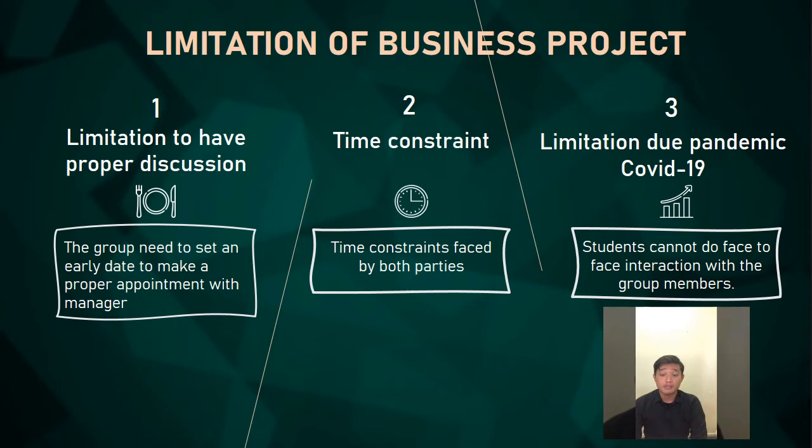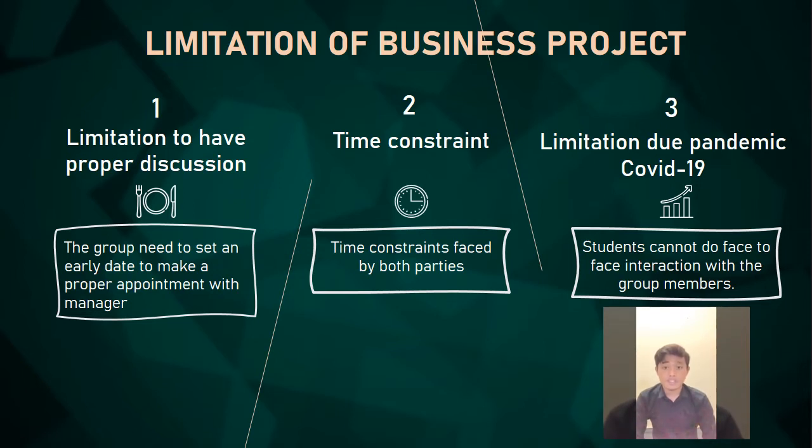Okay, my name is Abdul Hafiz, metric number 23 DLS 18F1034. Okay, next is the limitation of business project. The first one is limitation to have proper discussion. The group had difficulty discussing with the manager because of the time schedule. Other than that, the manager is not always available at the restaurant. So to make a proper appointment with the manager, the group needs to set an early date and time to make sure the meeting runs smoothly.